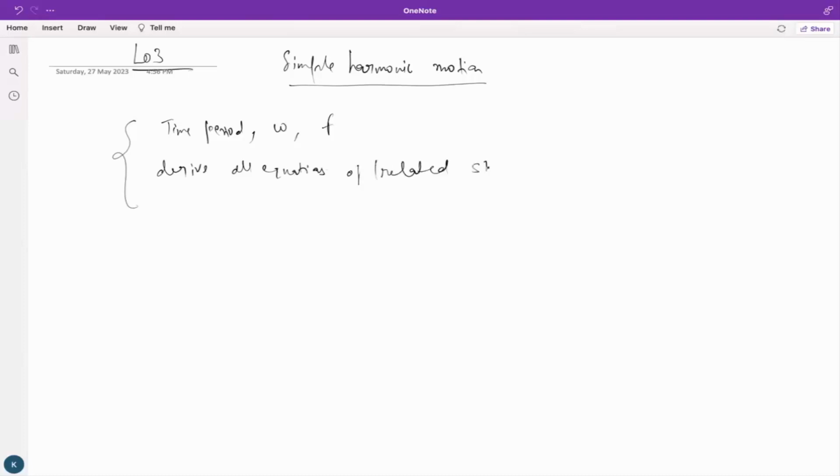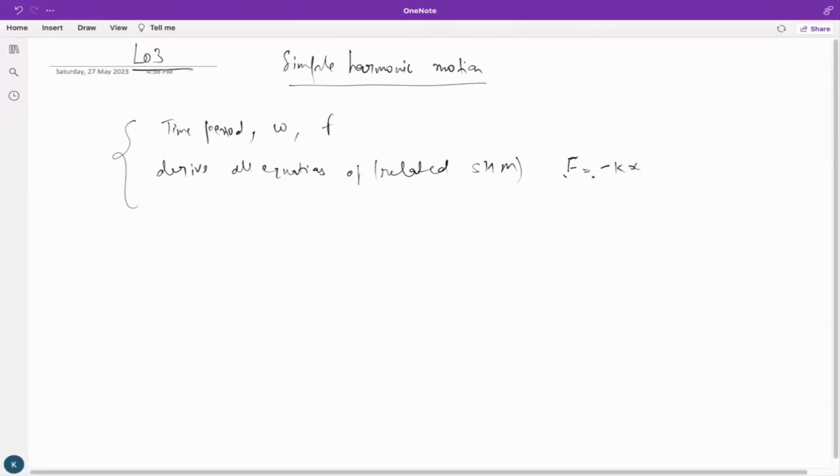SHM, such as, we start with the known equation for simple harmonic motion. We all know that force is equal to minus kx. That means force is linearly dependent on the displacement from the mean position, right? And then we derived all the equations like v as a function of x, a as a function of x, and all, right? And then we also derived some functions of time as well.